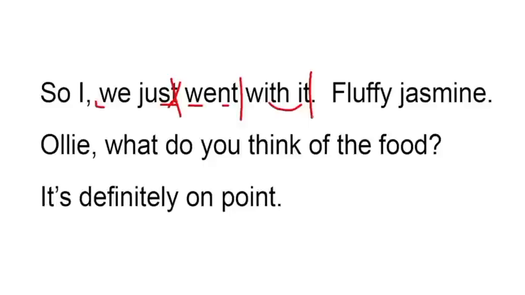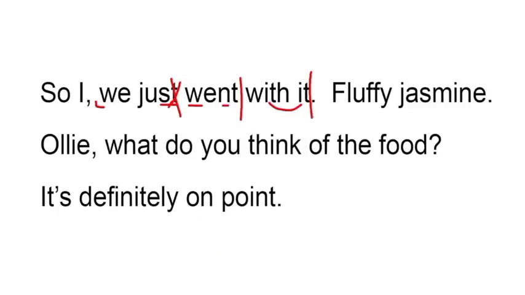The phrase to go with something means to go ahead with something, with an idea or with the situation, even if it's not what you originally imagined. So she's saying this is not the kind of rice she would usually imagine with this dish. But because of another dish, she decided to just go with it. We just went with it, she says.